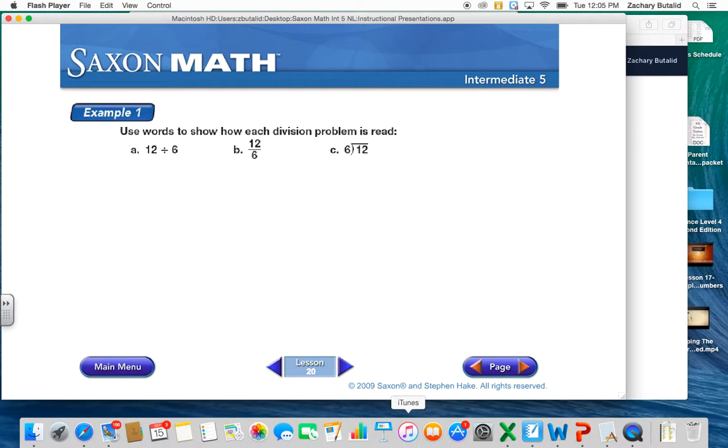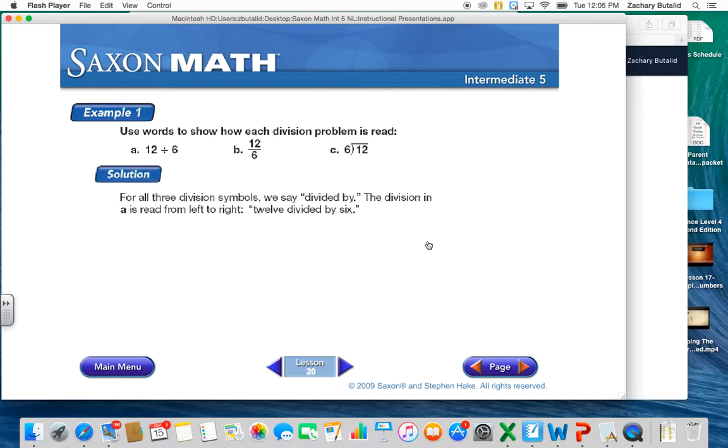You're going to find all 3 division symbols. We say divided by, and then you are going to write them down. For all 3 division symbols, we say divided by. The division in A is left to right, so it would be 12 divided by 6.